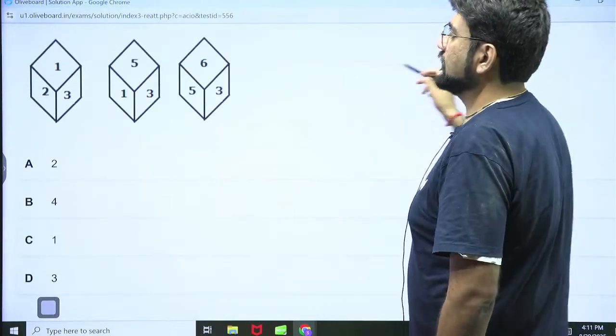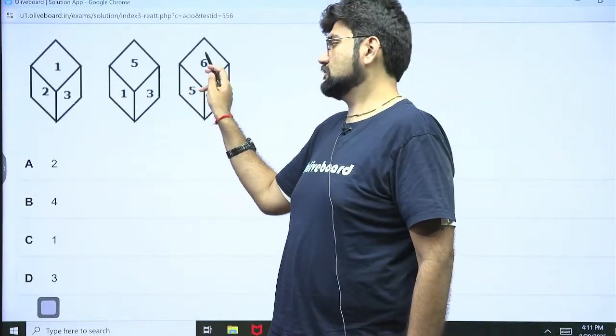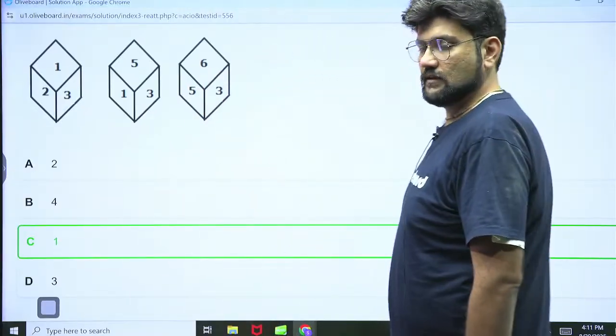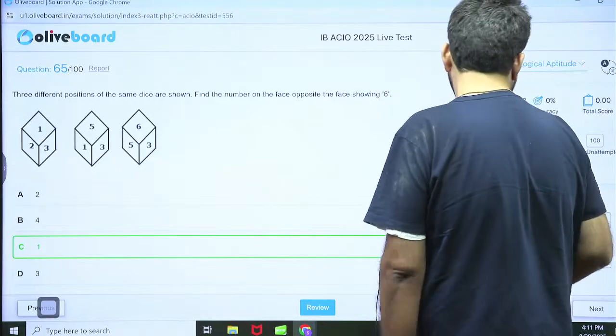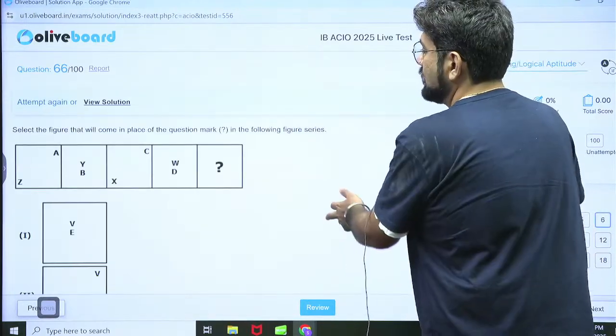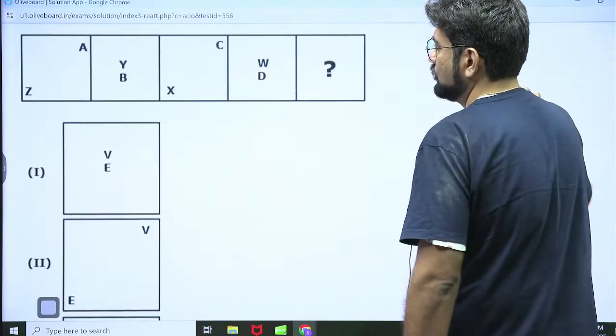Next. Opposite to 6. Okay. Opposite to 6 again. 5, 3, 5, 3. Opposite to 6 is 1. Option C is the right answer. Cool. 20 seconds. 15 seconds. Very good. Excellent. Cool. So whatever time we spent initially, we have covered that right now.